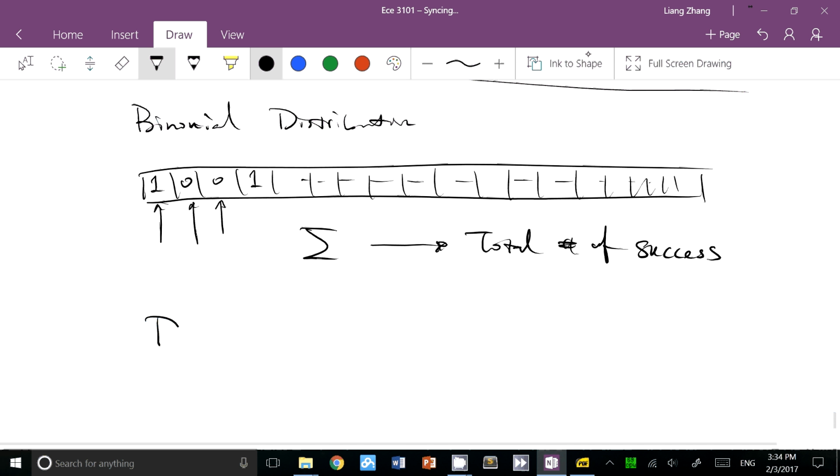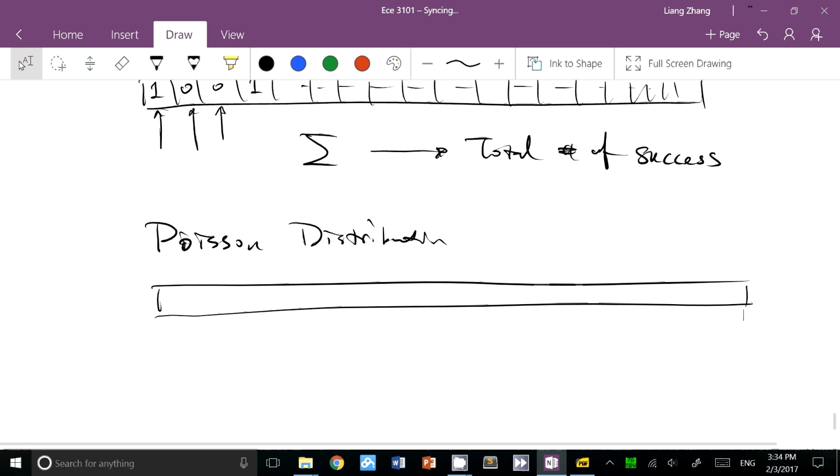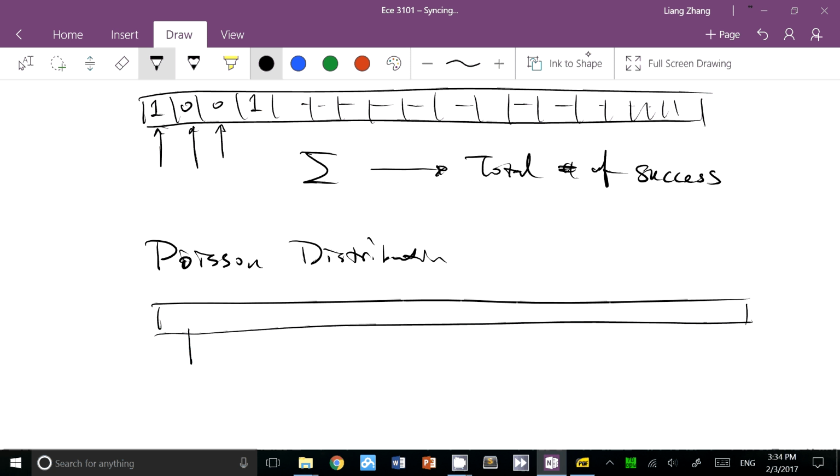Similarly, remember Poisson distribution? In Poisson distribution, you're also counting the number of successes, but it's in a relatively continuous range. But no matter if you're looking at continuous or discrete, you're still counting the number of successes. This is still a summation. And since it's a summation of random variables, you can still approximate it using normal distribution. Okay? Easy one.